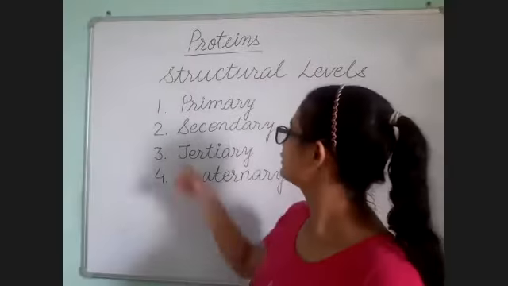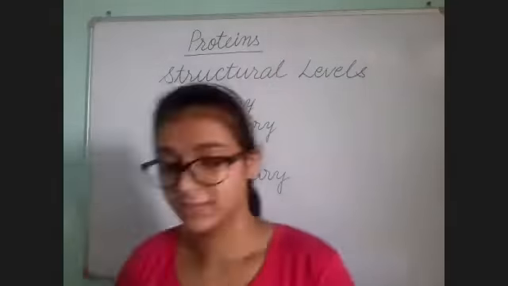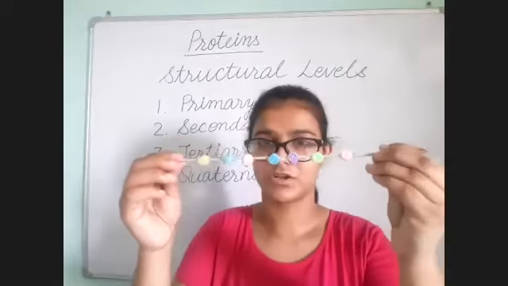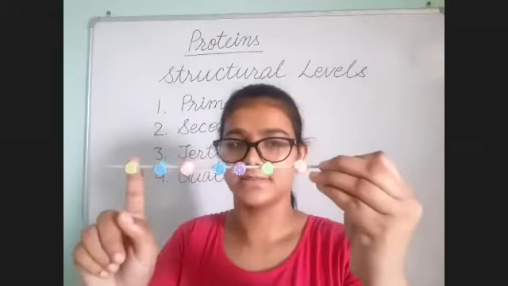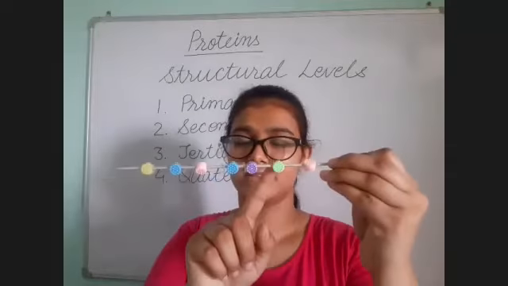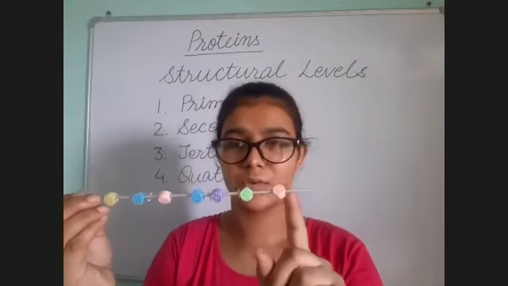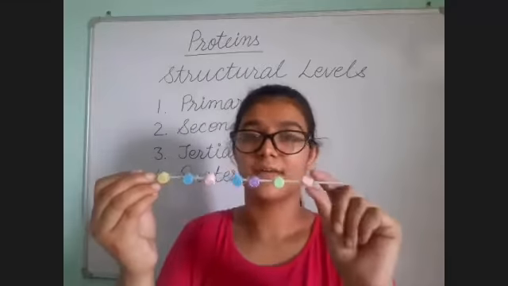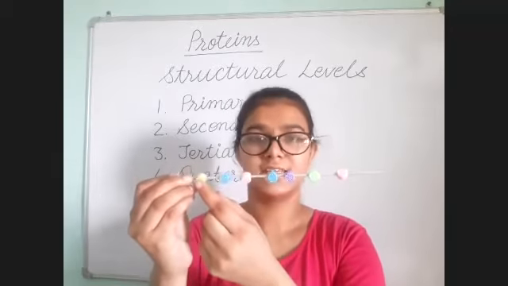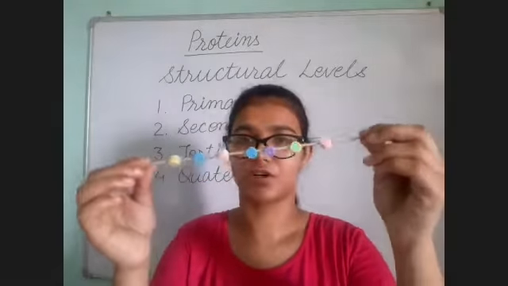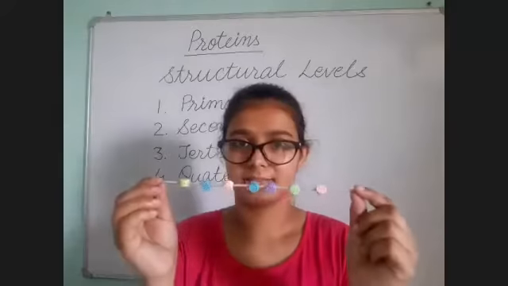Now, we'll discuss the first structure, which is the primary structure of protein. In this type of structure, the amino acids are present in sequence. This is the first amino acid, this is the second, and so on, so that we can identify them in the same manner. This is the first amino acid and this is the last amino acid. The first amino acid is known as the N-terminal, whereas the last amino acid is known as the C-terminal. This is the primary structure, and it is present in the enzyme ribonuclease.